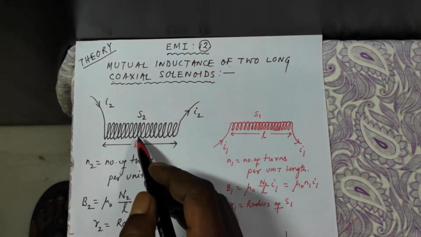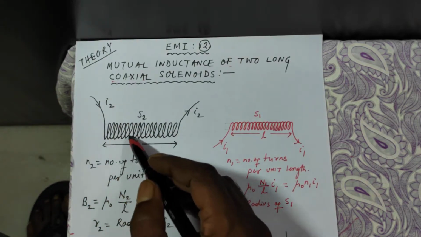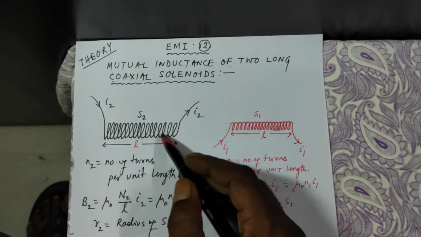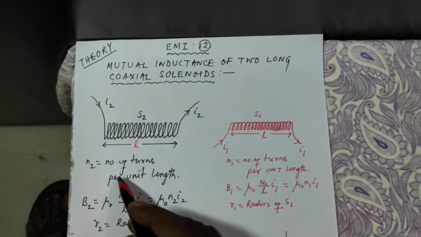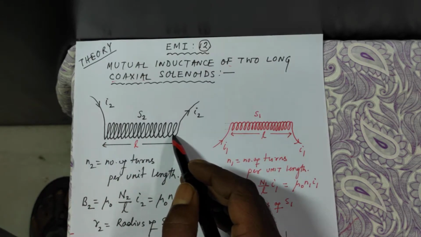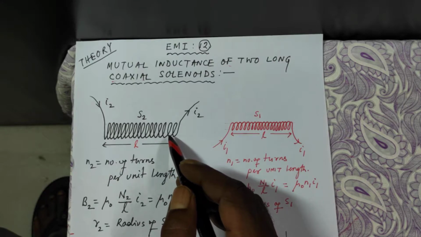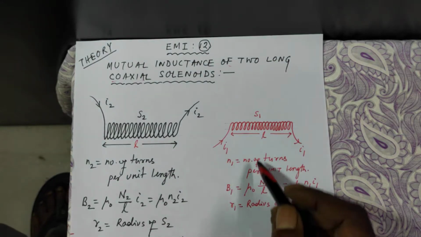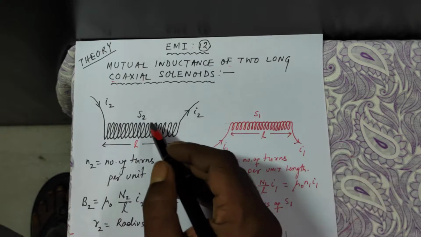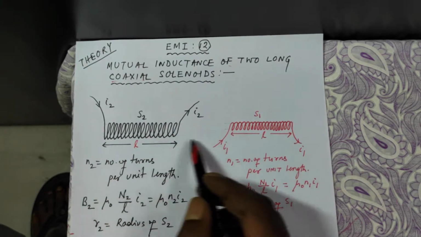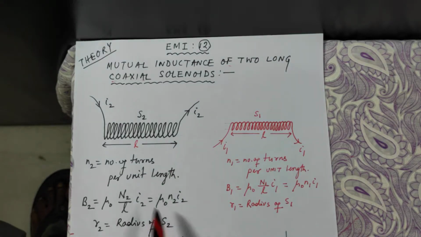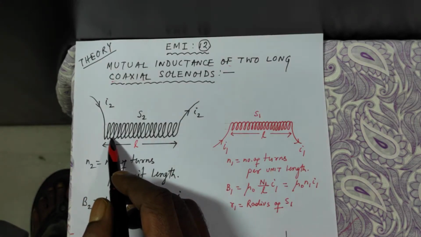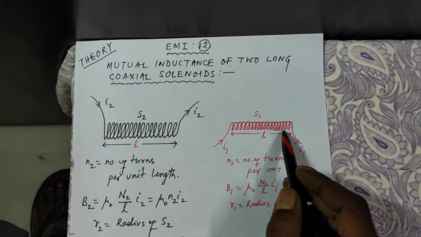Look, this is a coil made of a conductor, and each coil is a helical path, and the length is very large compared to the radius, so it is called a solenoid. Similarly, this is another solenoid. This is S1, this is S2. The lengths here and here are the same, but the number of turns per unit length here and here are different.